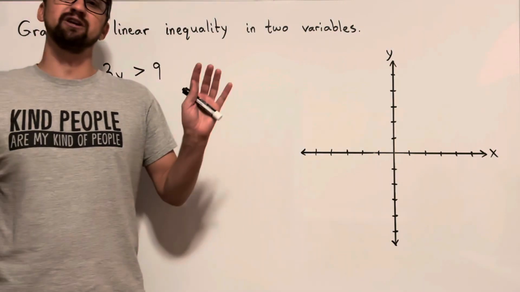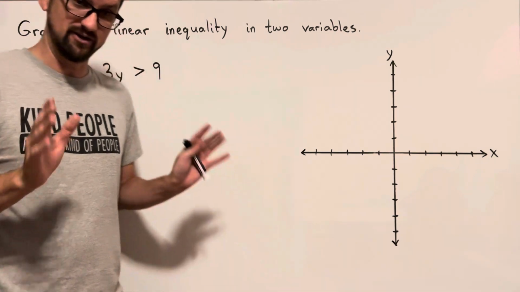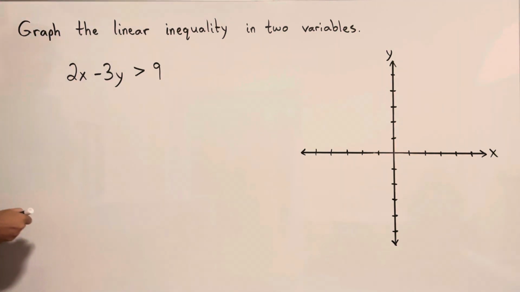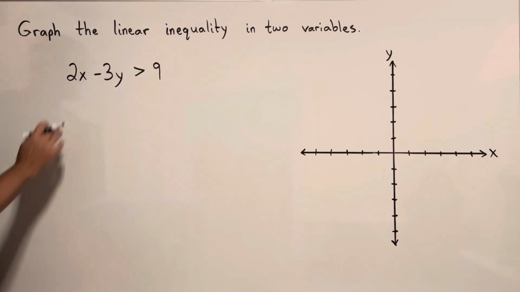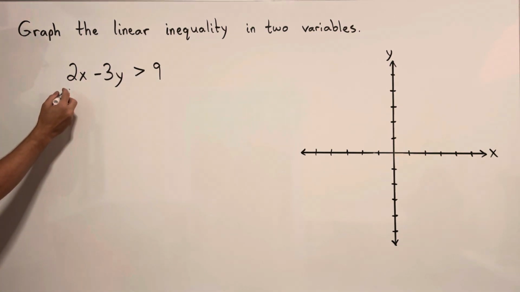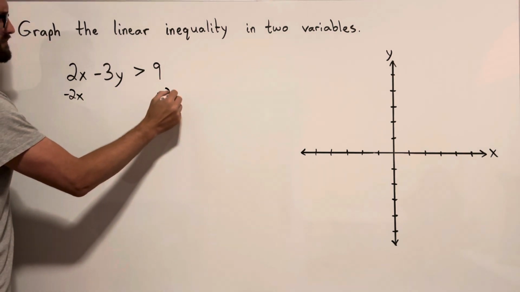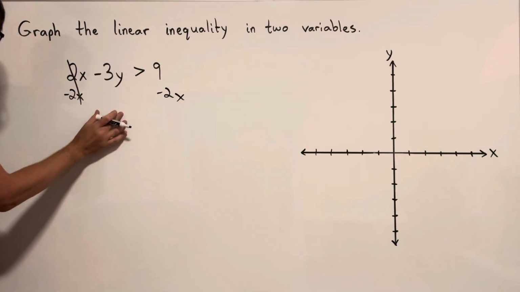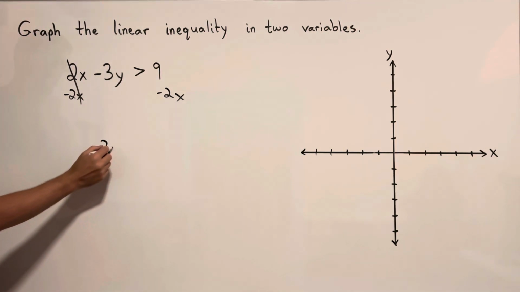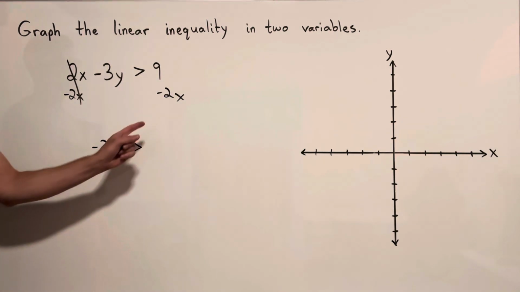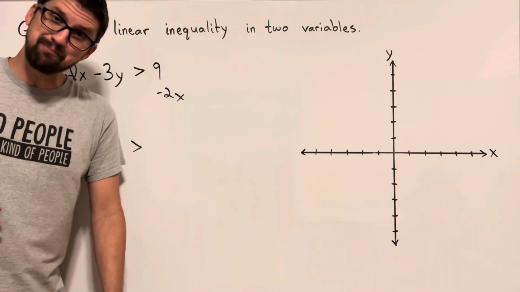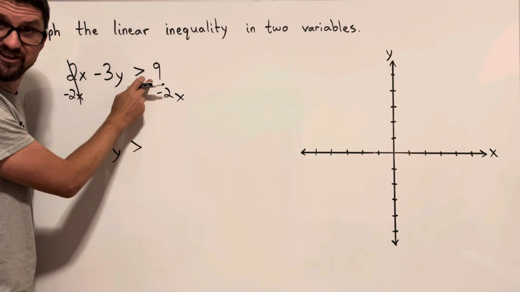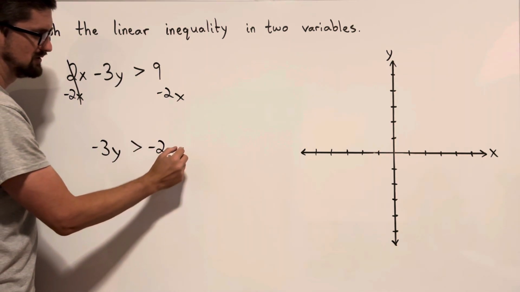The way I'm going to do it is I'm going to put it in slope-intercept form and graph it that way. So what I'm going to do first is solve for y. To solve for y, I need to get rid of this 2x first. I'm going to subtract 2x on both sides. It's going to cancel on the left, so on the left, I'm just left with a negative 3y. On the right-hand side, I want to put it in that mx plus b form, so I'm going to put this negative 2x in front of the 9. So it's going to be negative 2x plus 9.